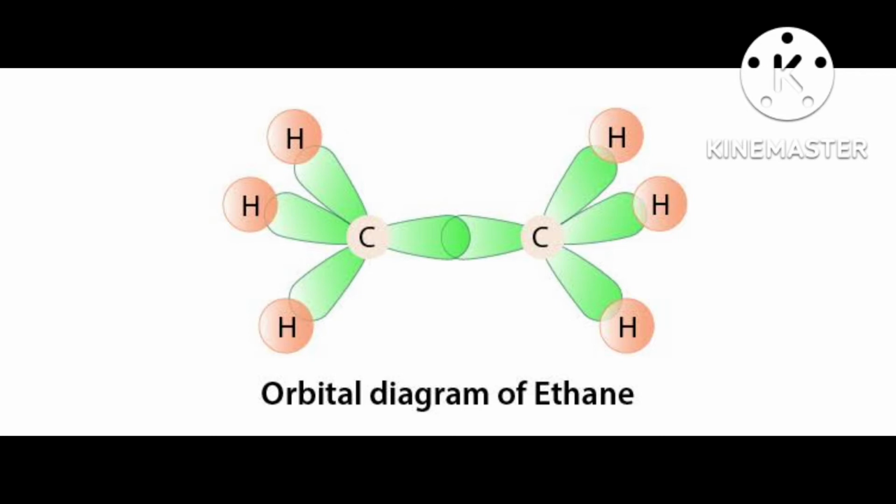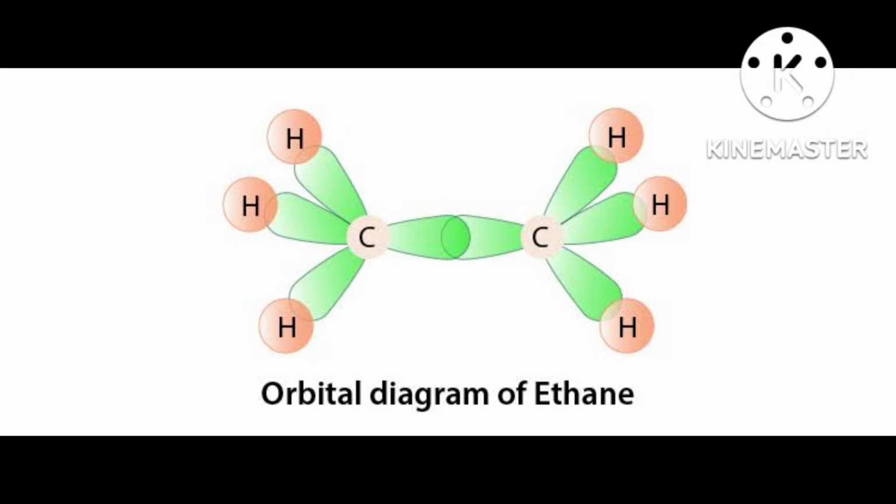Like that way, sp3-s, sp3-s, sp3-s, means three hydrogens bond with one carbon, and the same thing with the other carbon. sp3 belongs to carbon and the s orbital belongs to hydrogen. Then like that way the ethane bond is formed. Okay, here in ethane all bonds are sigma bonds.